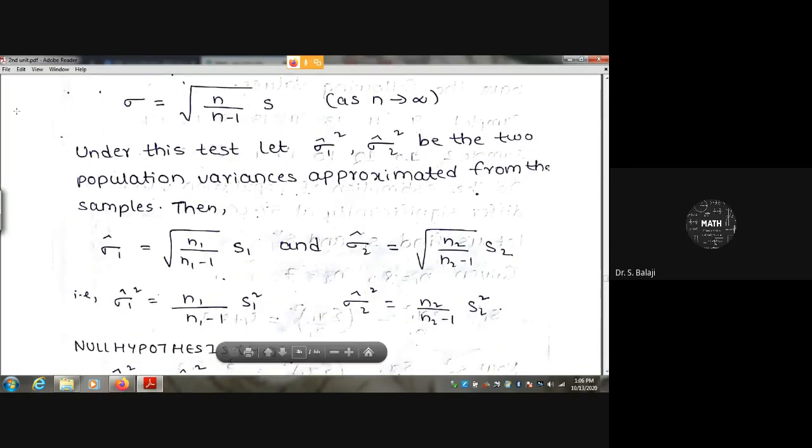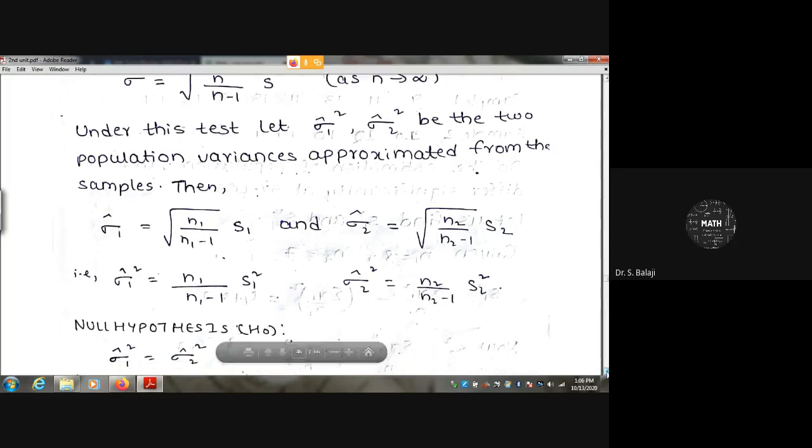Then, by the same kind of relationship, sigma 1 cap can be written as the square root of n1 by n1 minus 1 times S1, and sigma 2 cap from the other sample S2 similarly. Therefore, sigma 1 cap square is n1 by n1 minus 1 times S1 square, and sigma 2 cap square is equal to n2 by n2 minus 1 times S2 square.